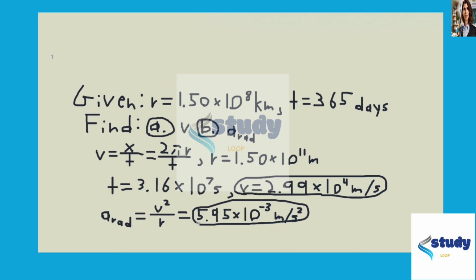Okay. So now what about parts C and D? For C and D here, it's saying repeat parts A and B, but using the planet Mercury now. Mercury has an orbital radius of 5.79 times 10 to the 7 kilometers, and its orbital period is going to be 88 days. So basically we're changing the r value and the period here.